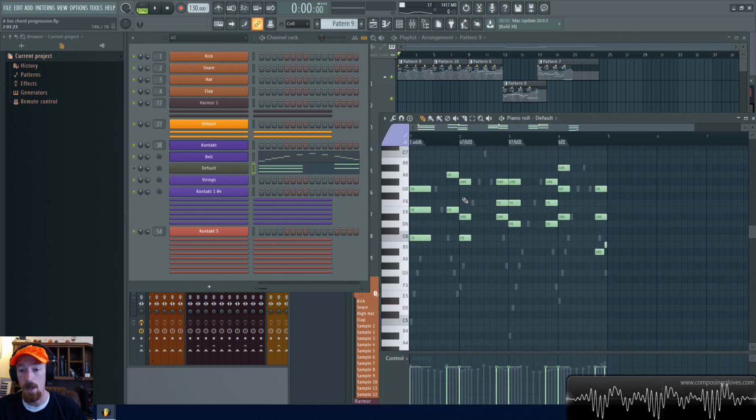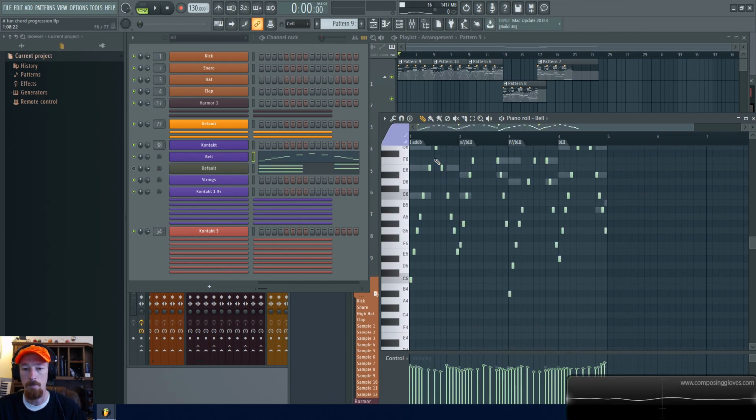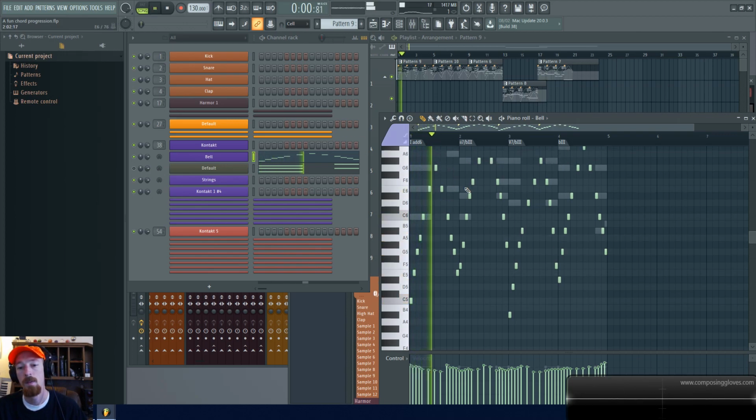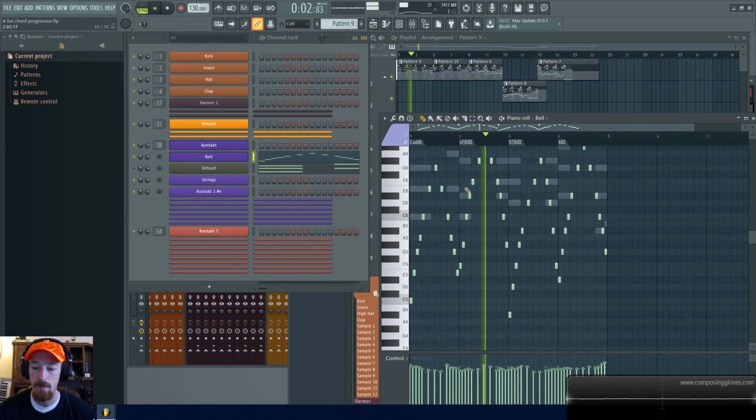So this flute here is just outlining the chords a little bit. Not the whole chord, but some of the chord. And then this bell, it's actually a bunch of wrenches being hit with mallets. But this bell sound is just arpeggiating the chords.